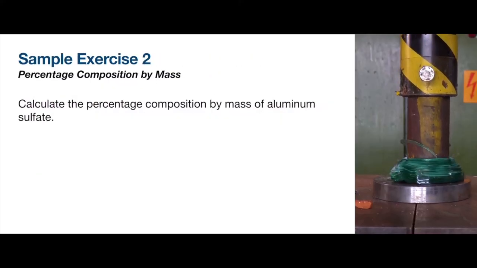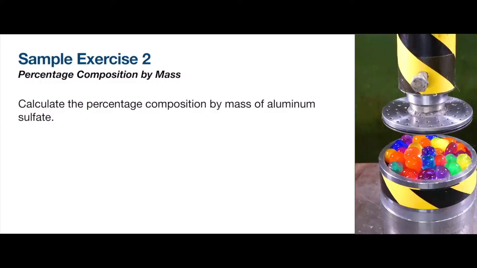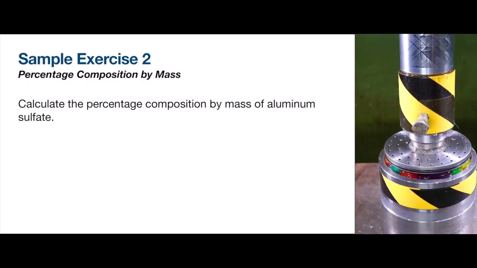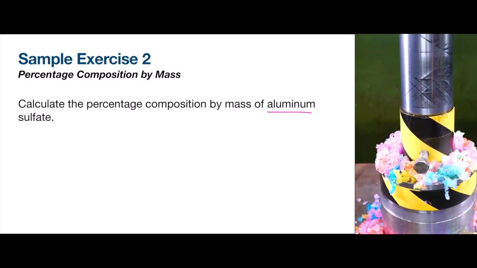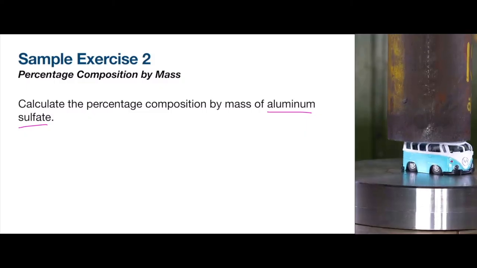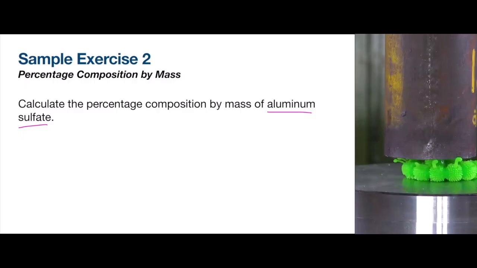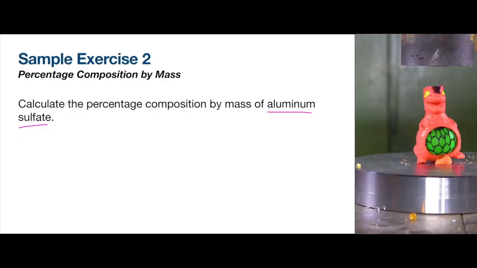Now let's have another example. Calculate the percentage composition by mass of aluminum sulfate. When you are asked to determine the percentage composition by mass of a compound, specifically aluminum sulfate, it means that you need to calculate the mass percentage of each of the elements in the compound. So how do we determine the elements in the compound?